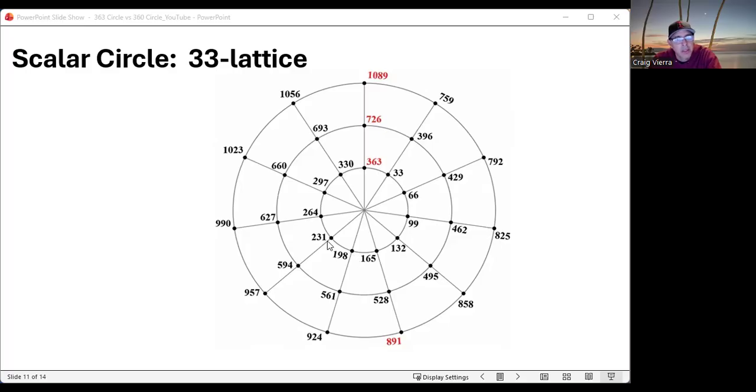to 198, 231, 264, 297, 330, and back to 363. So all these nodes here are like 33 times n. They're all multiples of 33. So every integer that you're seeing here is a multiple of the same kind of base, and that base is 33. So that's the interval.